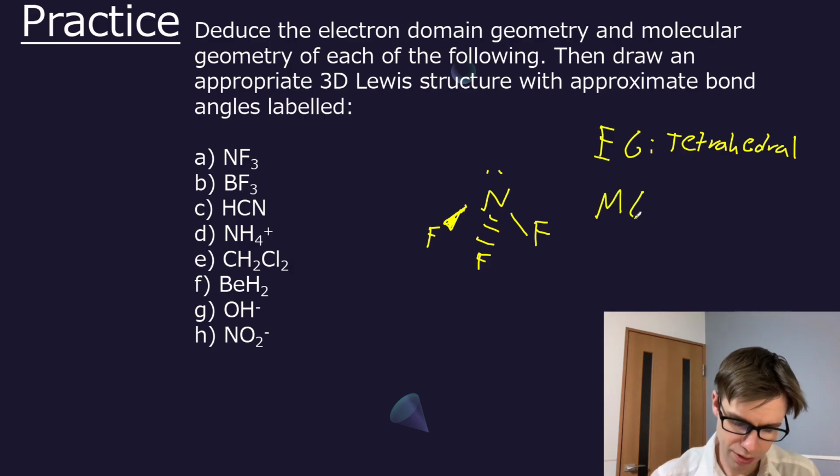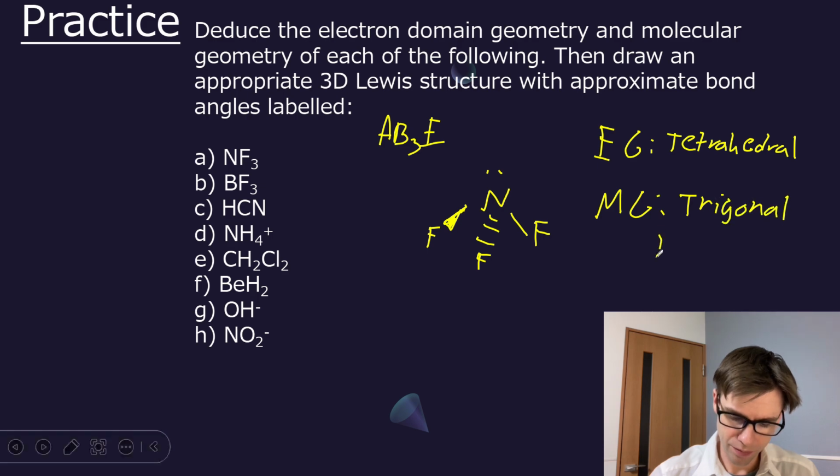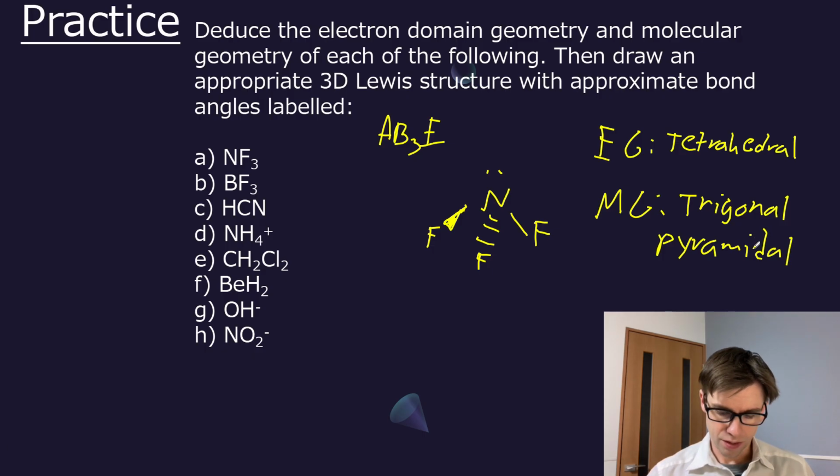So what is this molecular geometry? Again, this has the formula AB3E if you use that system. So that is in fact trigonal pyramidal. Same as ammonia. Okay, is there anything else that must be done?